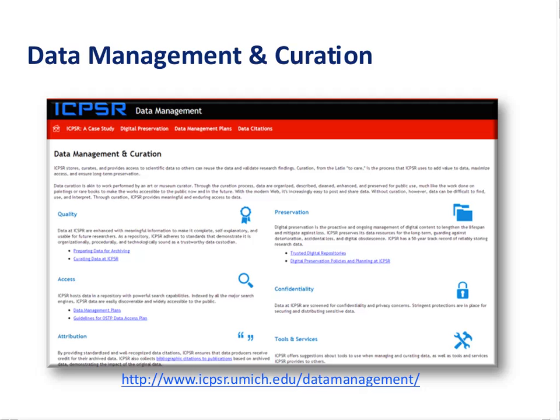So I'm going to start talking about data management and curation. We've divided this page into 6 sections: quality, preservation, access, confidentiality, attribution, tools and services. And this was somewhat in response to the memo. It helped us re-emphasize certain aspects of data management and curation. So I'm going to divide the rest of my presentation into these sections. The first I'm going to talk about is data quality.